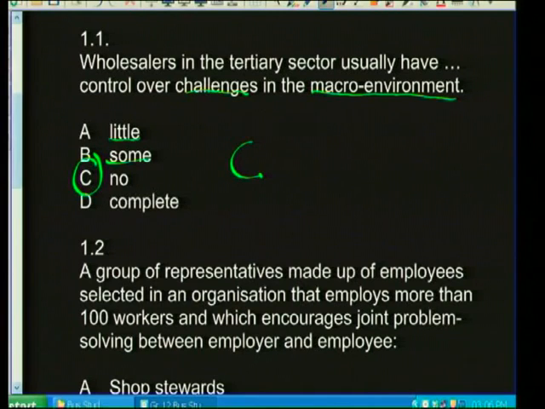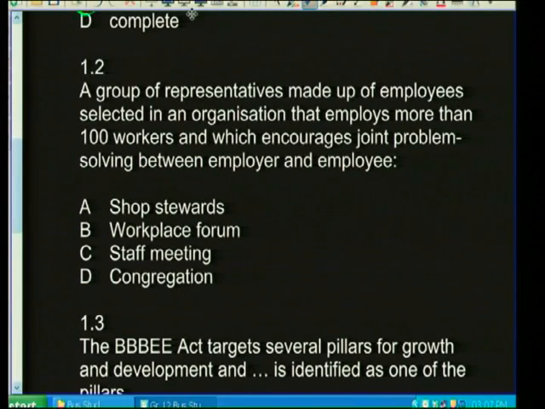Let's go down to the second one. A group of representatives made up of employees selected in an organization that employs more than 100 workers and which encourages joint problem solving between employer and employee. Right, so over here it's a type of business where the number of employees exceed 100, and it allows for joint decision making between the employer and the employees.